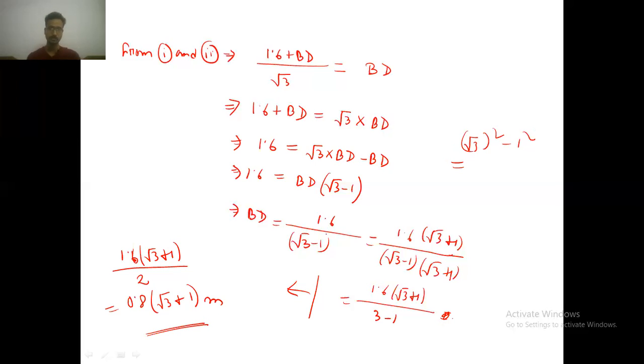That means the value of the height of the what? You have to find the height of the pedestal. So to write down, the height of the pedestal is equal to 0.8 into root 3 plus 1 meters. Yes, this is the answer.